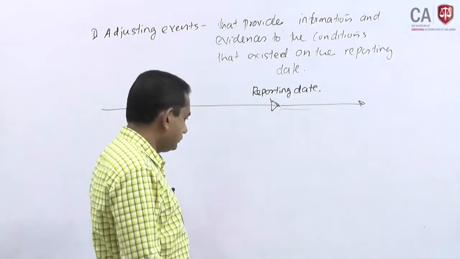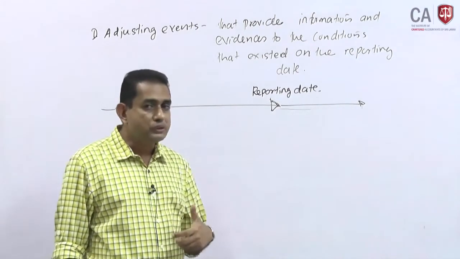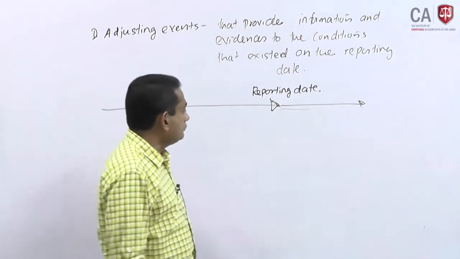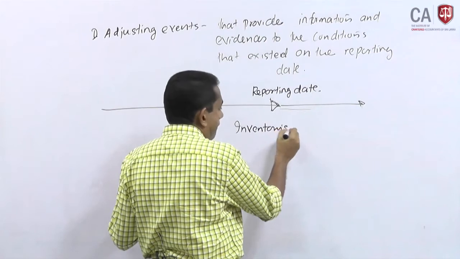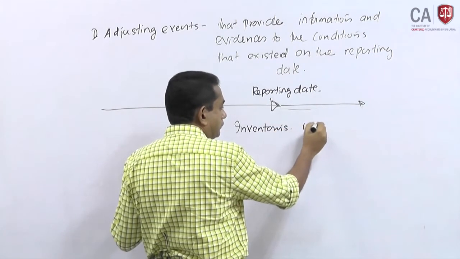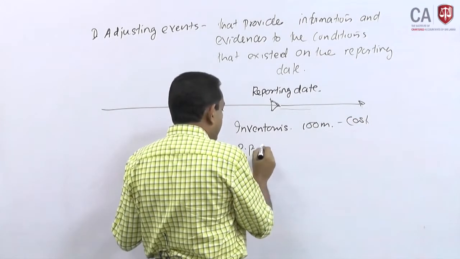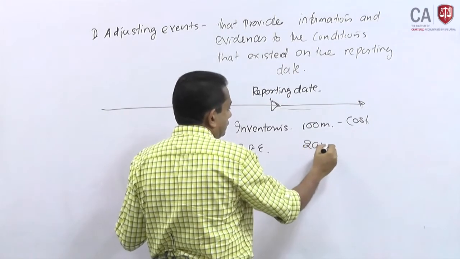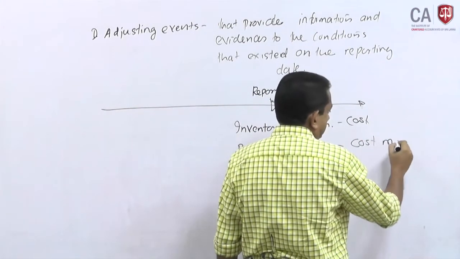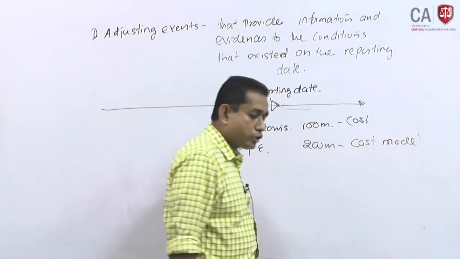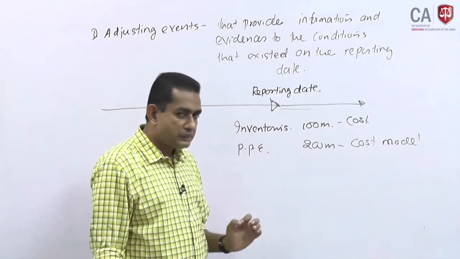Now, let me take another example of two contrasting events. We have inventories of 100 million, this is the cost, and we have property, plant and equipment of 200 million. We carry them at the cost model. Cost model should be cost minus cumulative depreciation. Cost is the original cost incurred in purchasing something.